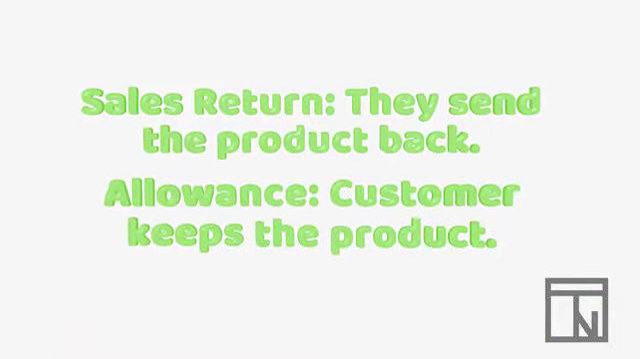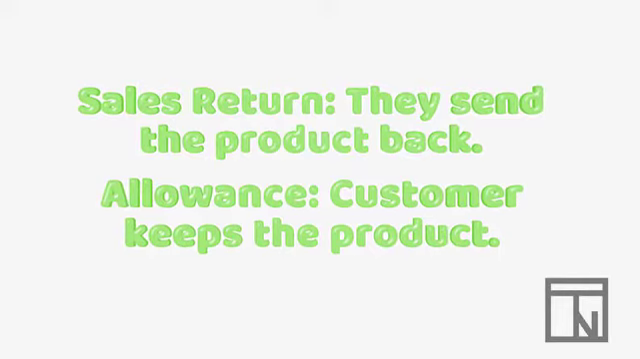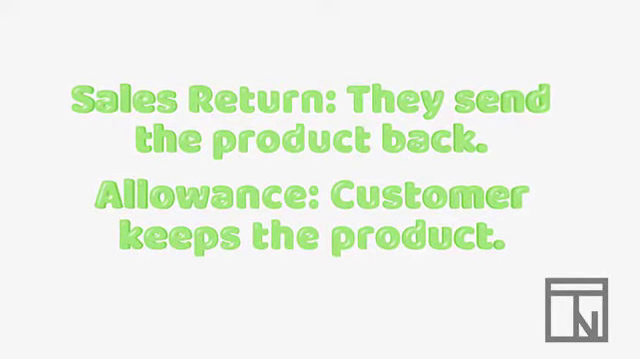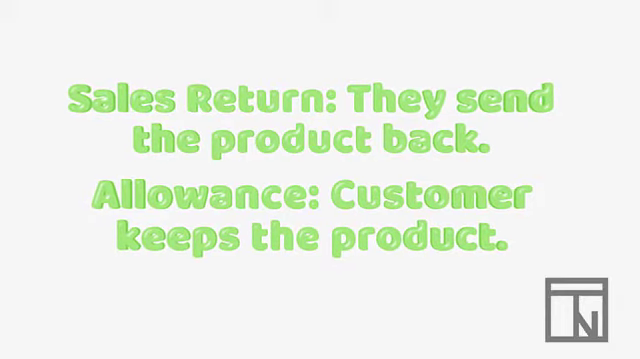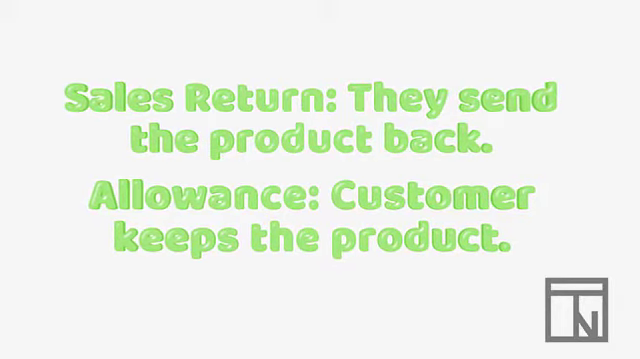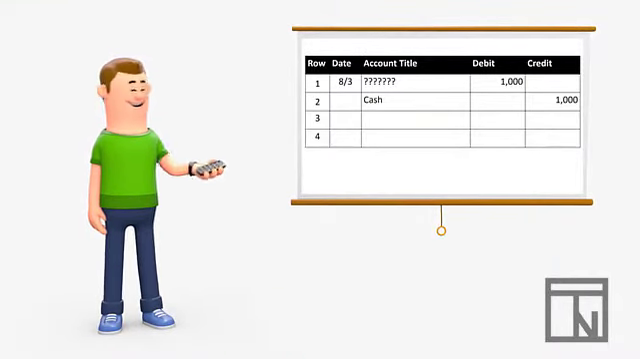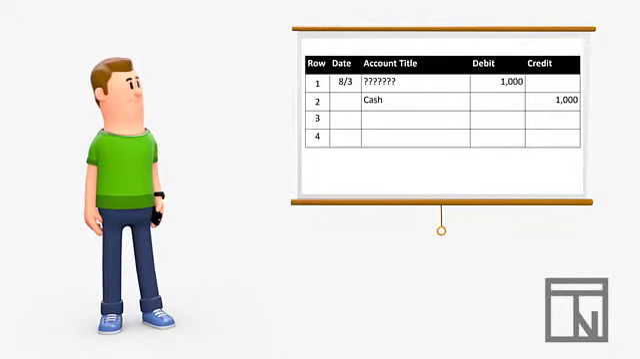In both situations, either a sales return or an allowance, the refund to the customer is recorded exactly the same. The only difference in accounting between these two scenarios is that you record the return of product for a sales return and you don't for an allowance. Whenever you refund money to a customer for a return or an allowance, you would need to credit cash for the cash out to the customer. But where would the debit go?